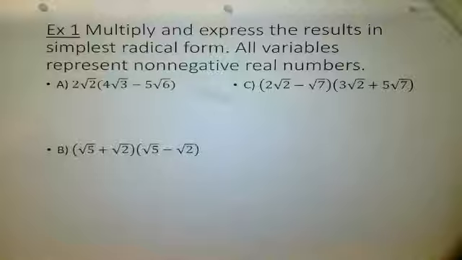Example 1. Multiply and express the results in simplest radical form. Simplest radical form means that you've pulled out any perfect squares that you can, or any perfect cubes that you can. That is simplified on the inside of the radical. That's called the radicand. The inside of the radical is simplified as much as possible.